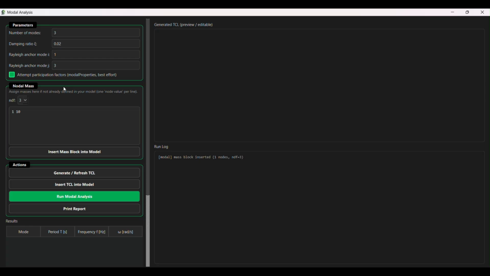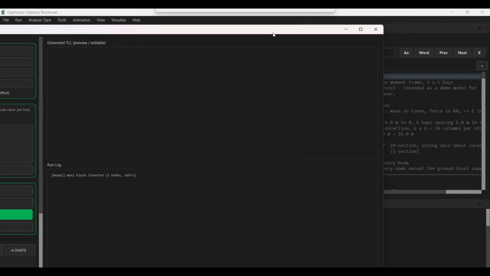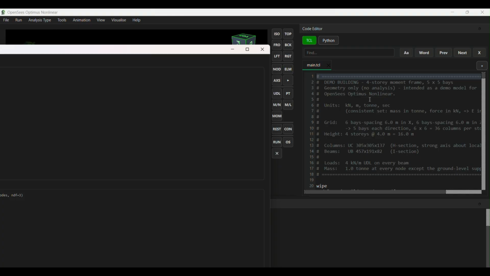The mode shapes themselves are used by modal pushover analysis and adaptive pushover. This isn't a standalone result. It's an input other analyses in this series depend on.